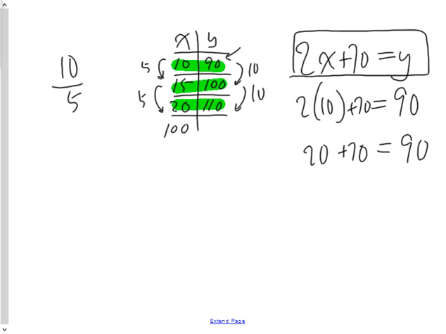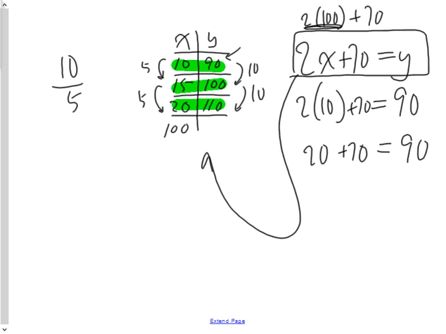So it is a linear equation. And once we know that, then in order to find when x is 100, what's y, we take 100 and we substitute it for the x and we simplify it. So 2 times 100 is 200 plus an additional 70 is 270. So the missing y value when x is 100 will be 270.